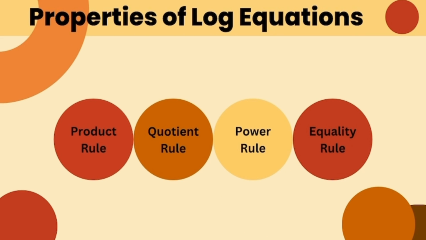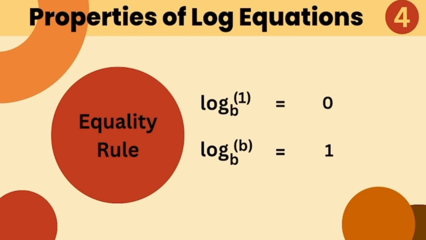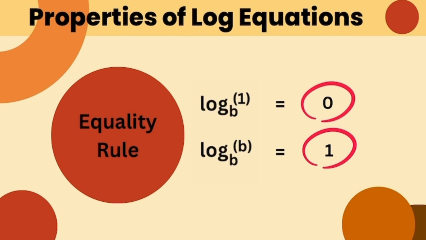Now, our last rule would be the equality rule. And this one is self-explanatory, really. It basically states that for a log with the argument equal to 1, the result is always going to equal 0, no matter what b might be. It's always going to equal 0 when the argument is 1. And it also states that when the log base is equal to the argument, so log base b of b, those two are the same, it's always going to equal 1. So b could be whatever number you want. As long as the argument is the same, it's always going to equal 1.